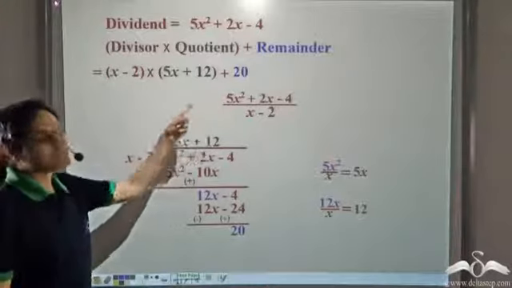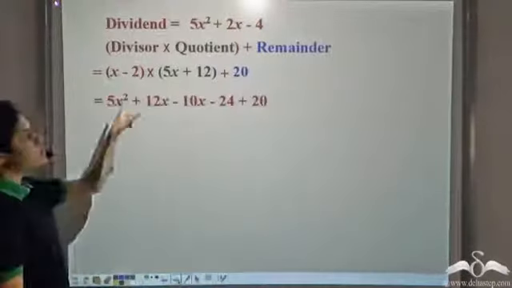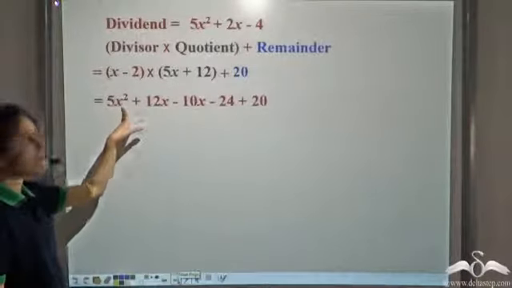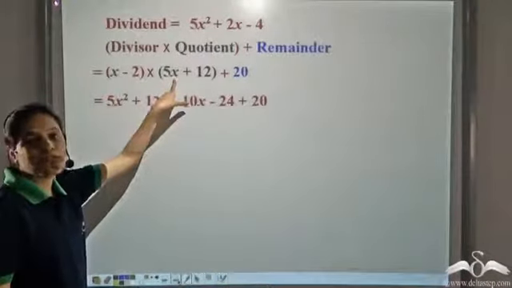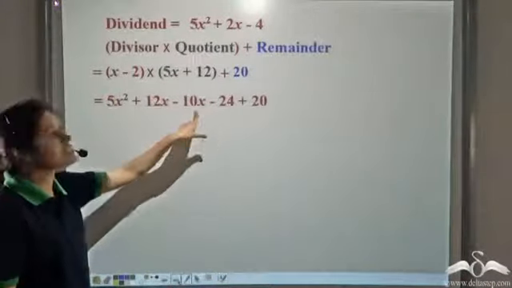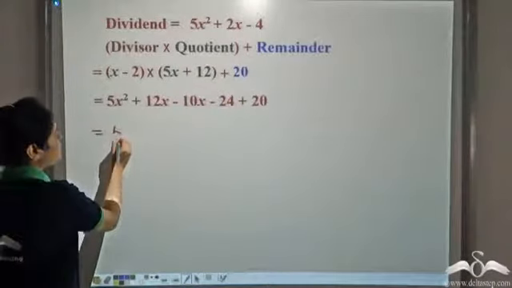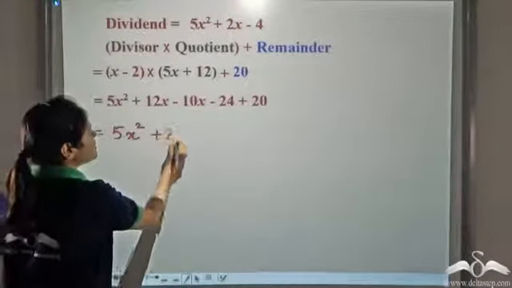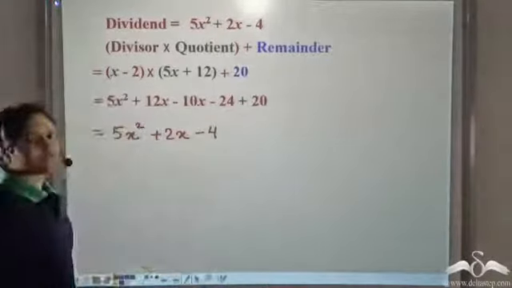Now let us simplify this. So we need to multiply these two and add 20. So multiplying these two, x multiplied with 5x gives 5x², x into 12 gives 12x, negative 2 into 5x gives negative 10x, negative 2 into 12 gives negative 24, plus 20. Now combine the like terms. So we have 5x² plus 12x minus 10x gives 2x, negative 24 plus 20 gives negative 4.